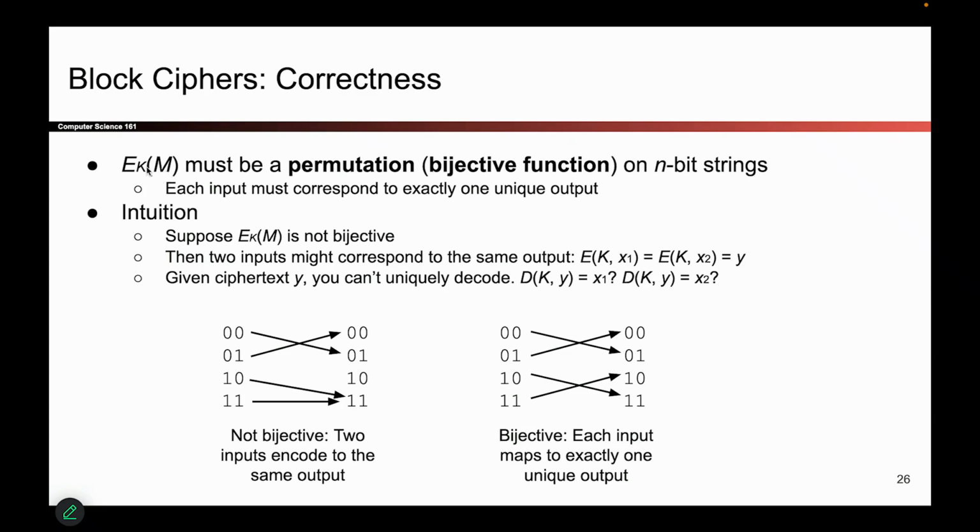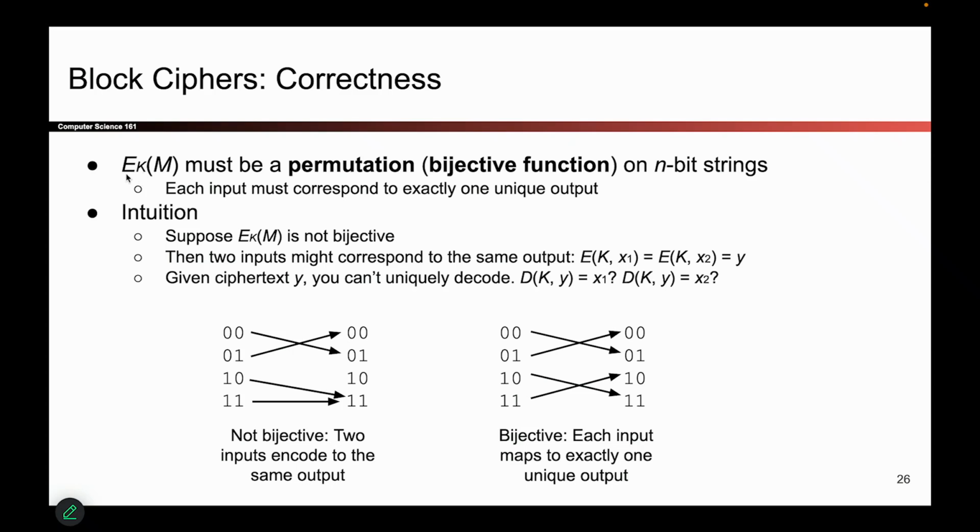And the way that this function is implemented, for now, think of it like drawing arrows on a grid. The way that I would define this function is I would write out all the possible messages and all the possible ciphertexts, and then I would draw arrows showing which plaintext maps to which ciphertext. So for example, if I want to encrypt 0, 1, this arrow tells me that it encrypts to 0, 0. And if I want to encrypt the bit string 1, 0, this arrow tells me that the corresponding ciphertext is 1, 1.